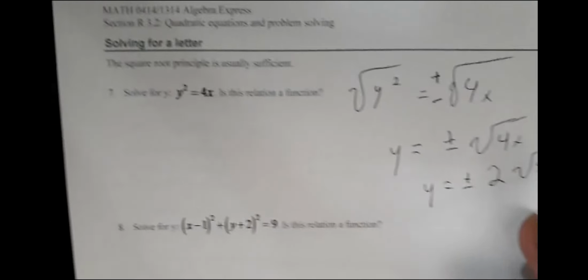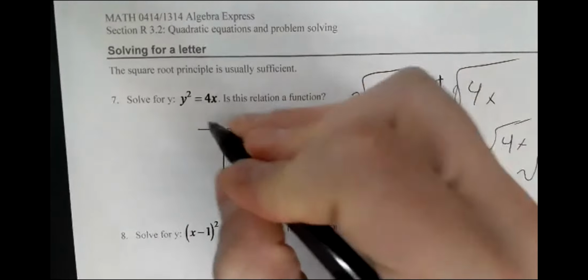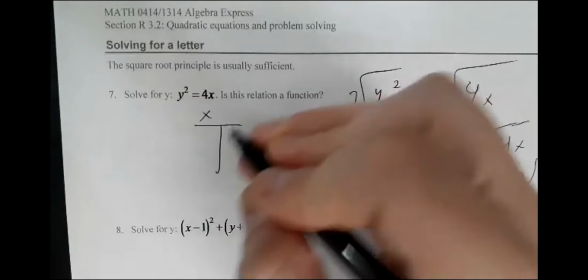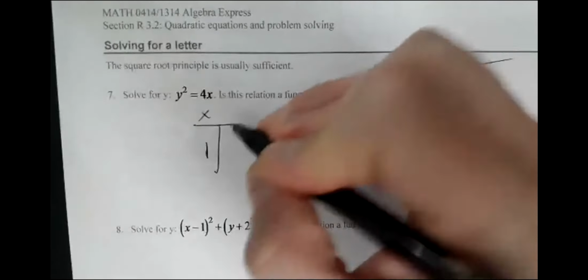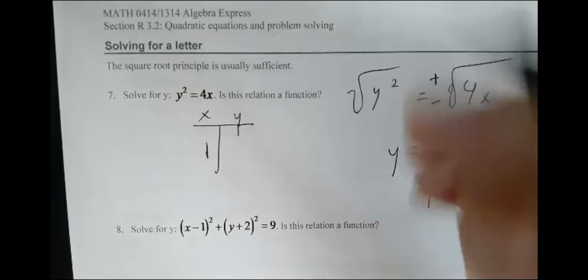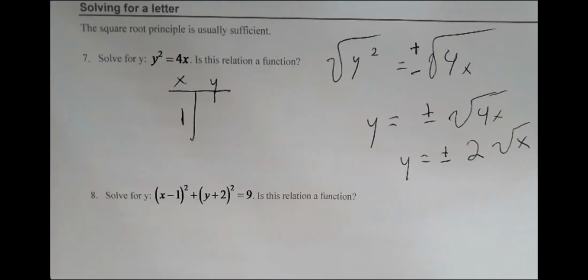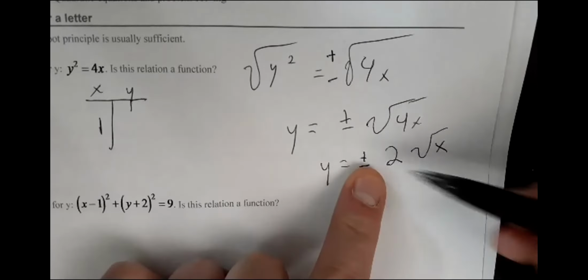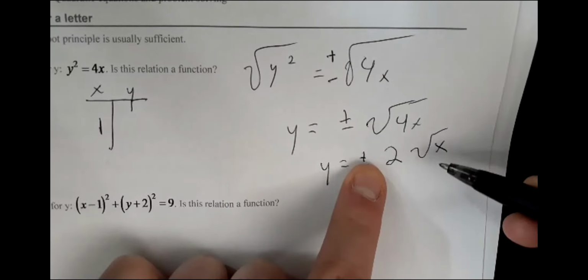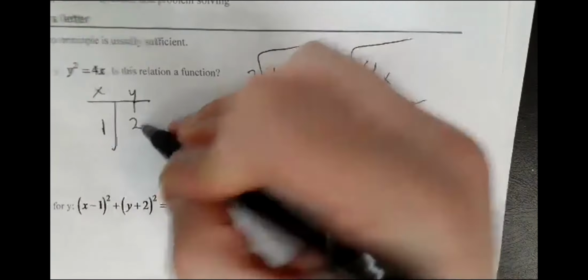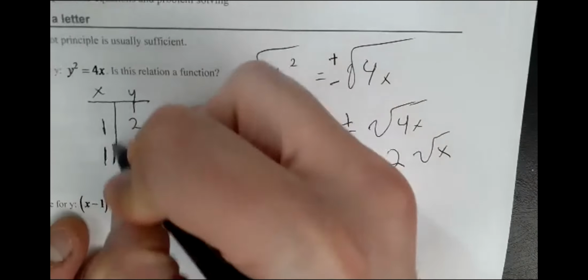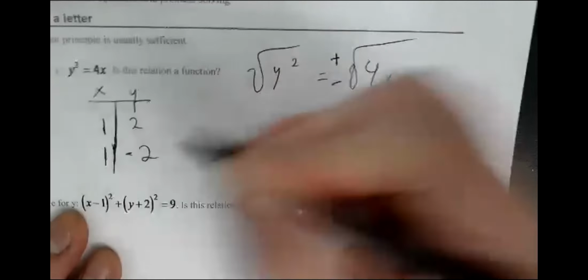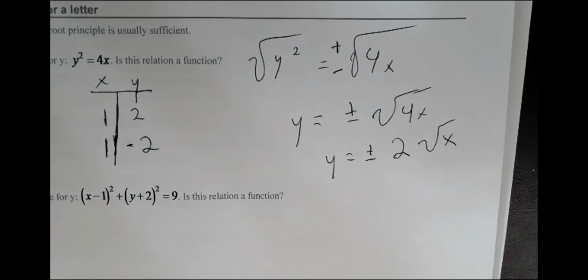So, what does the function mean again? I want to try plugging in x equals 1. If I plug x equals 1 into this, the first thing I'm going to look at is plus 2 root 1. Plus 2 root 1 is going to give me positive 2. The other thing I can do is plug in 1, and it's also going to give me a negative 2.